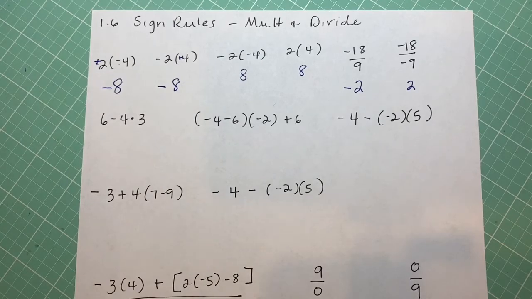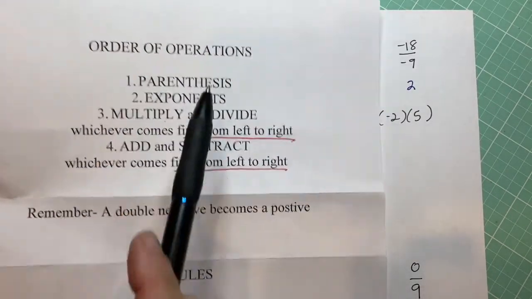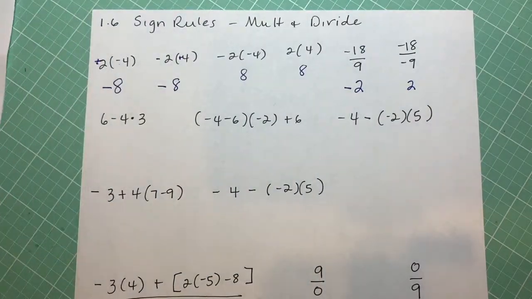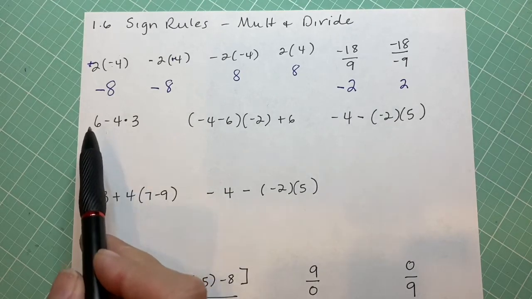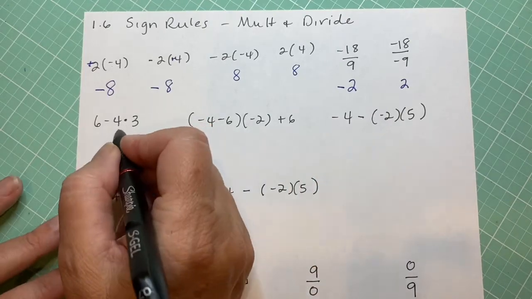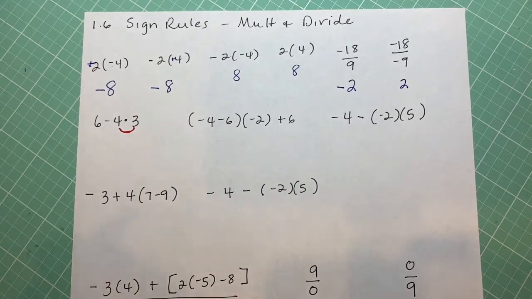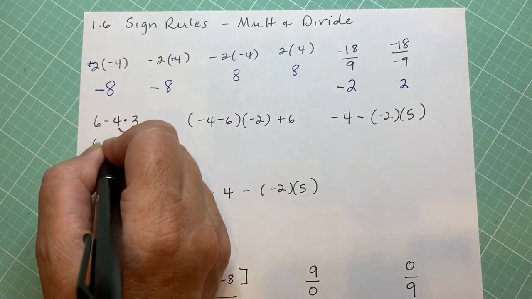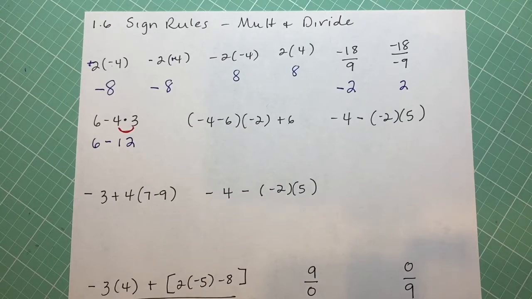Okay, this next example, we're back to all of our rules. We've got to use order of operations and our sign rules on every one of these problems. So when we look at this first one, step 1 is, does it have parentheses? No. Exponents? No. Step 3, multiply and divide from left to right. So you've got to do this 4 times 3 first. So the 6 comes down, the minus comes down, and 4 times 3 is 12.